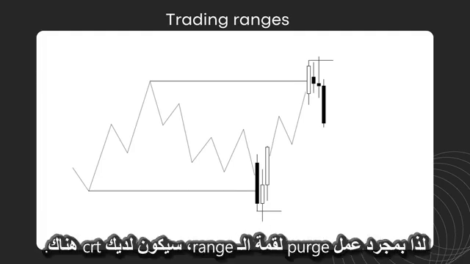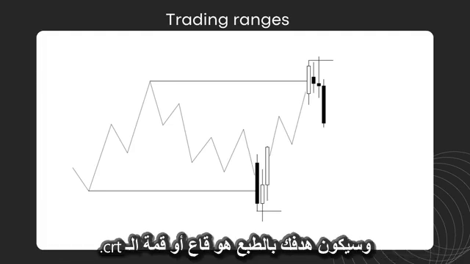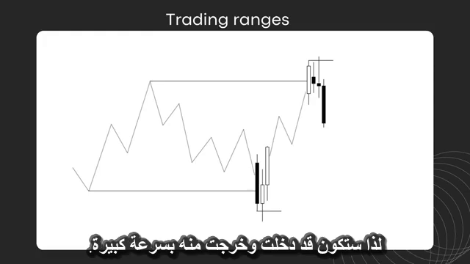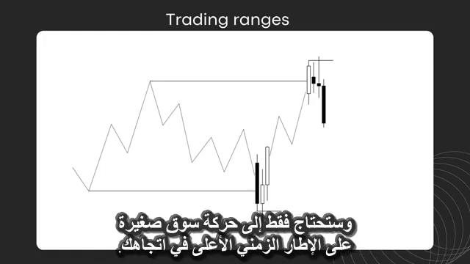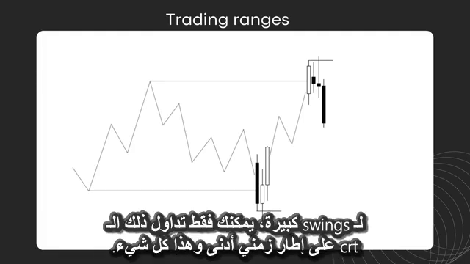So once the range high is purged, you will have a CRT there, and then you can trade this particular CRT on the lower time frame, and your target is obviously going to be the low or the high of the CRT. So you would be in and out of it pretty quickly, and you would just need small market movement on the higher time frame in your direction, and that's it, right? You don't need big swings. You can just trade that CRT on the lower time frame, and that would be it.